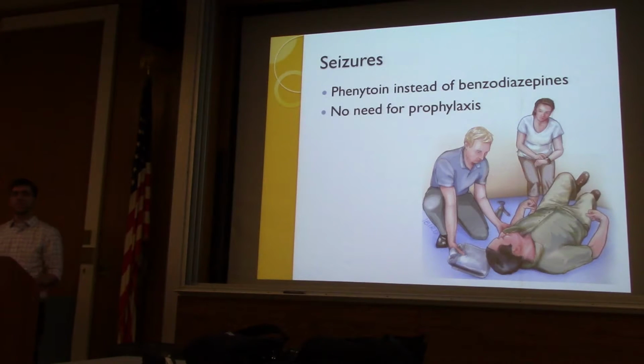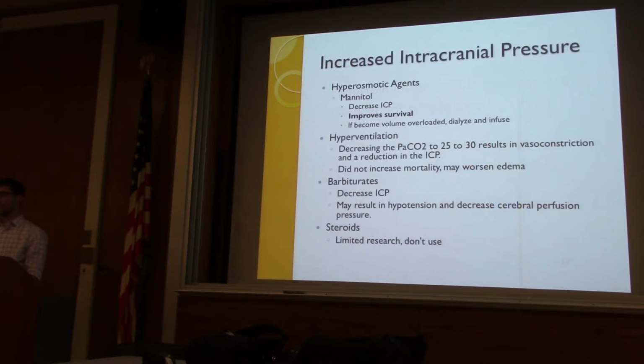And then if they have seizures, you don't want to give benzos, you want to give phenytoin or barbiturates because of decreased sedation. They already have encephalopathy, you don't want to knock them out as much. And then also, you don't need to prophylax them once they start getting hepatic encephalopathy in acute liver failure.